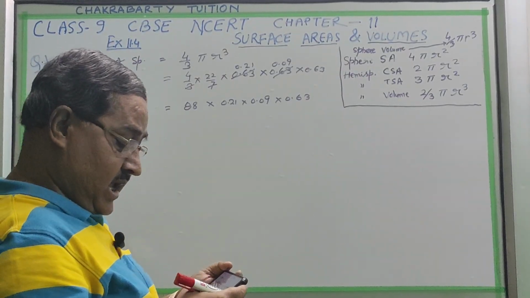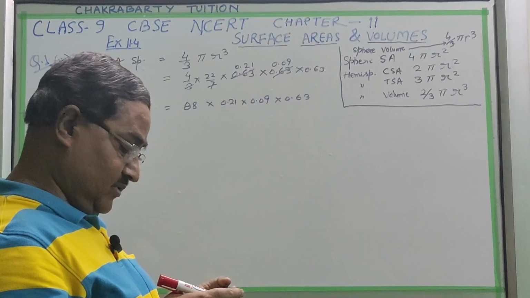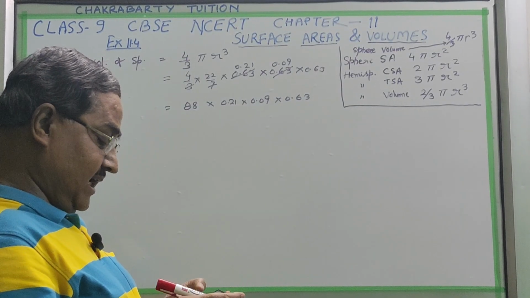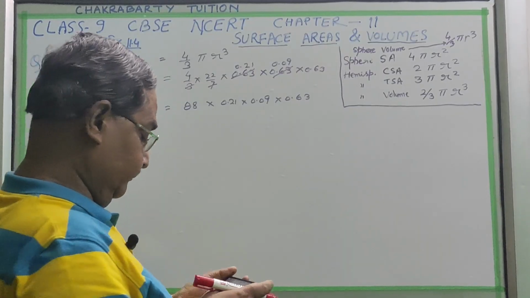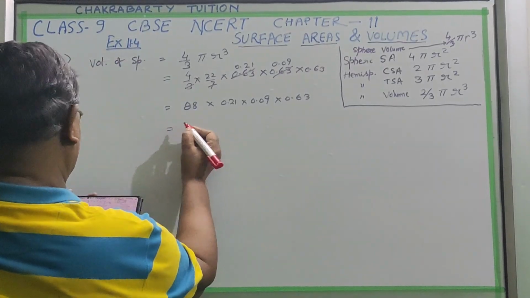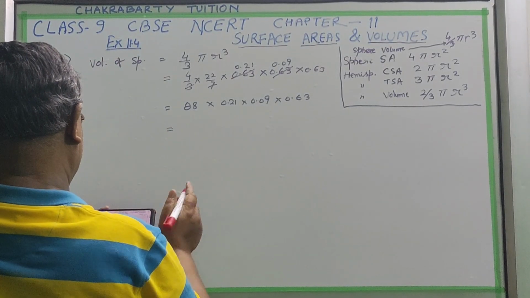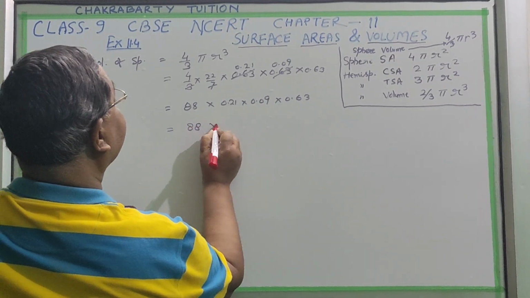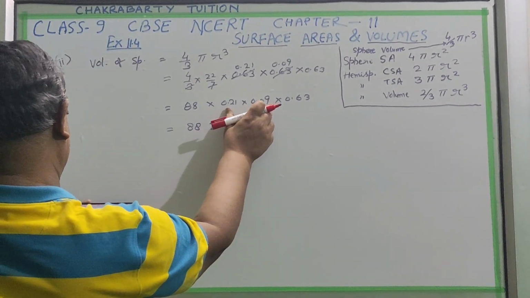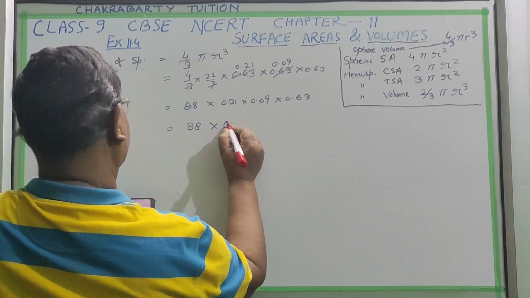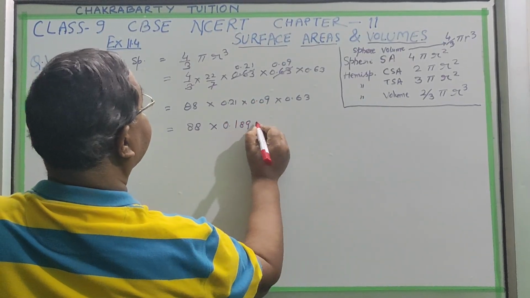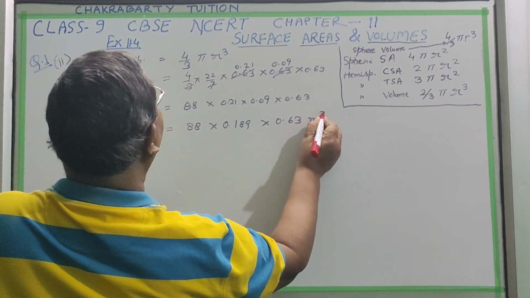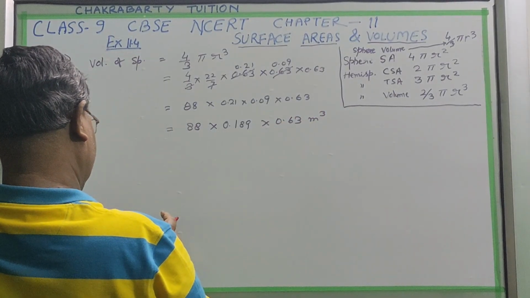So I will use the calculator because otherwise it will take a long time. Using our calculator I will write the figure. So equal to 88 into these two figures, first we are multiplying. So 0.189 into 0.63 meter cube.